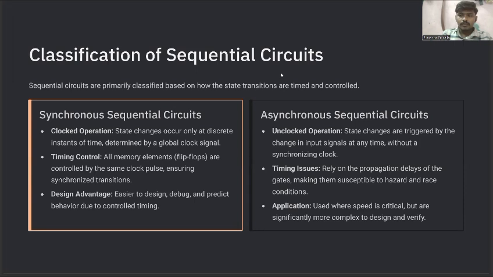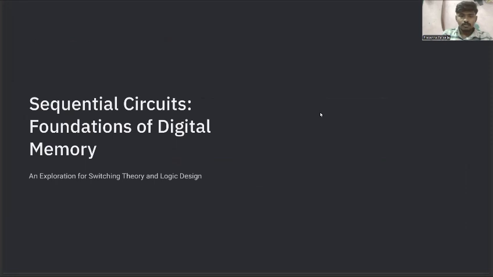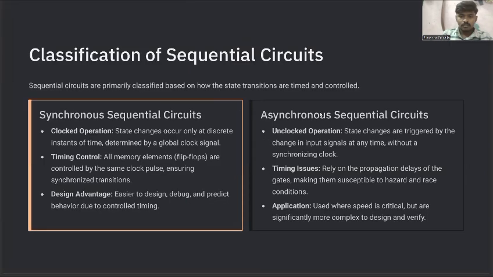So this can operate without a synchronous clock pulse. So it's faster but more prone to hazards or glitches. So there is a timing issue. Timing relies on the propagation delay of the gates, making them susceptible to hazards or race conditions.